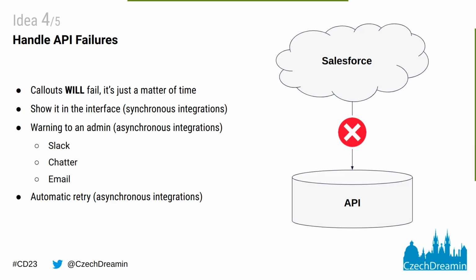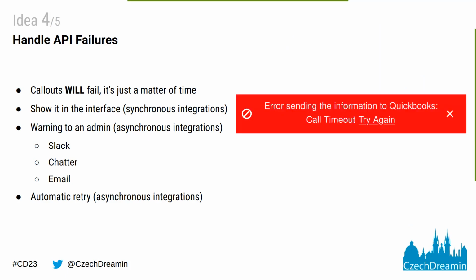For example, if the integration is synchronous, so it happens in a Visualforce page, it happens in a Lightning Web Component, so the user sees the result, you can just show the result in the interface and maybe give them some options to try again.